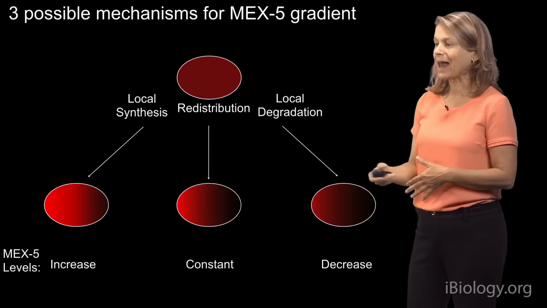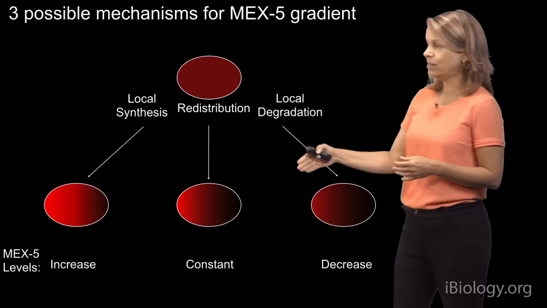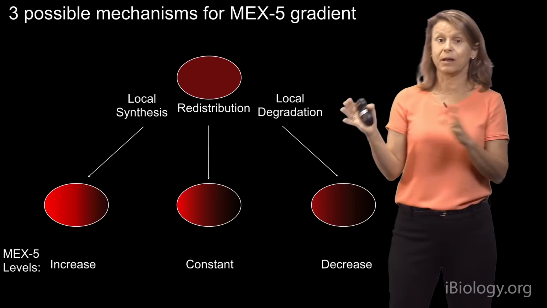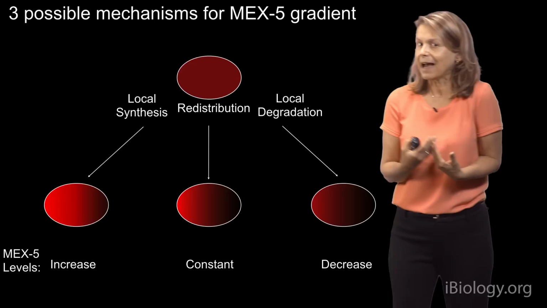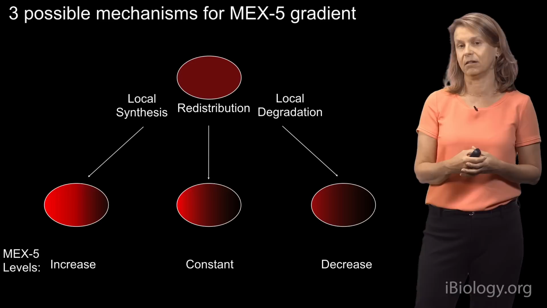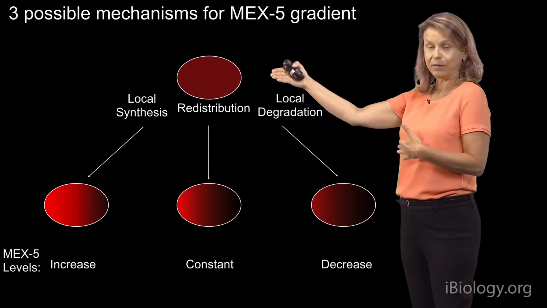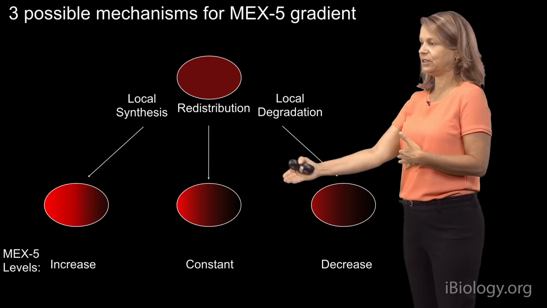So to distinguish between these different models, Eric realized that these different models actually make different predictions as to what happens to overall MEX5 levels. So in the first case scenario, MEX5 levels would increase. Whereas if MEX5 is being degraded, then the overall level should decrease. But if you're just moving protein around, the MEX5 levels should stay constant. So Eric had a feeling that he should really try to be able to study carefully what happens to MEX5 levels during this polarization. He also realized that it would be very useful to be able to distinguish between the protein that's already present at the beginning, before polarization, and the protein that might be made during the polarization process.